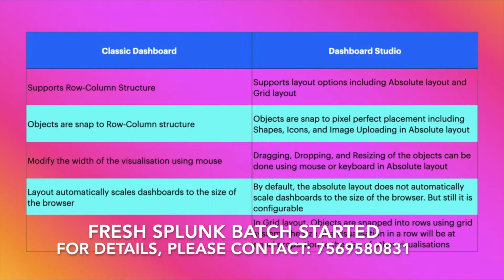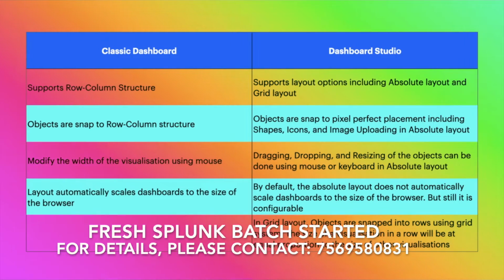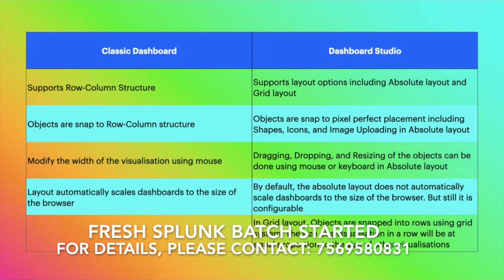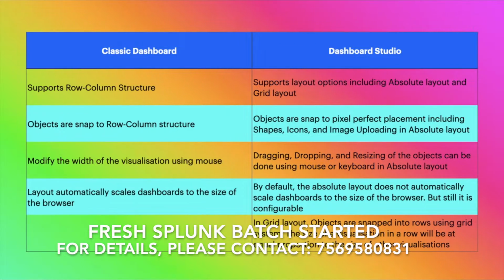So here in the classic dashboard you can simply modify the width, whatever the width is there. According to the row-wise width it will be moving, but in the Dashboard Studio it is not like that. To whatever pixel you want you can always drag, you can always drop, and you can resize the objects as well, but only in the absolute layout.